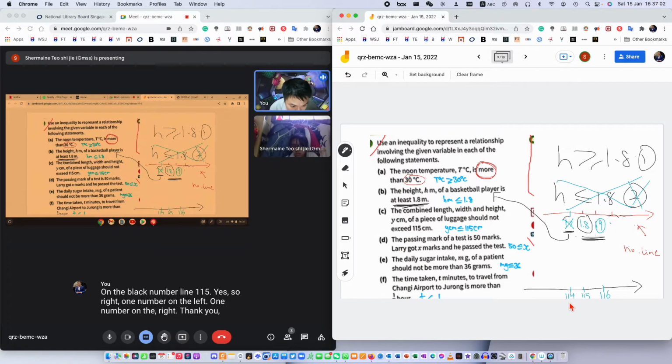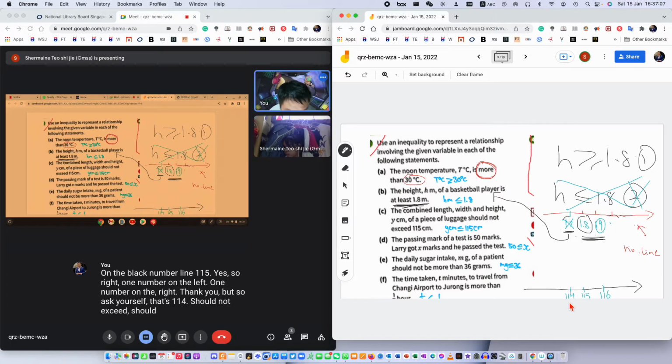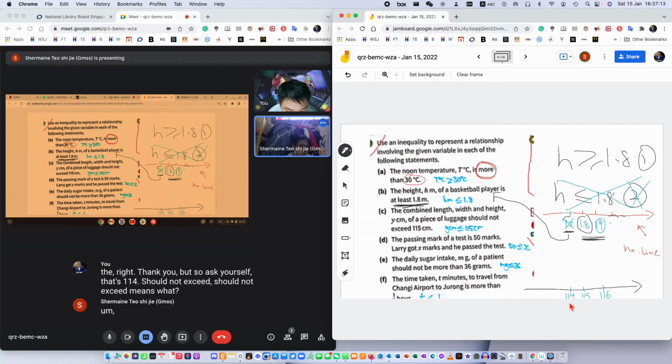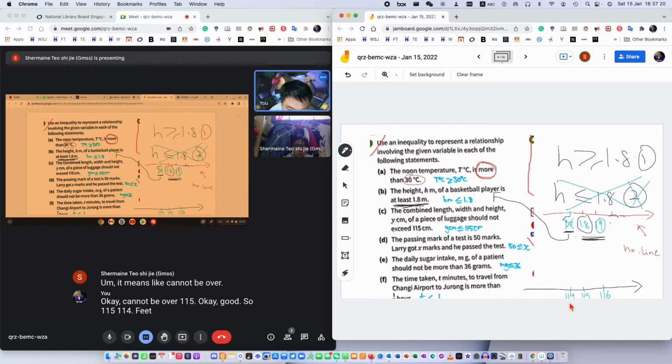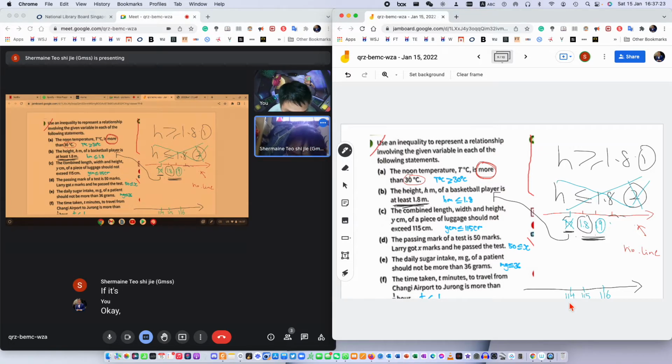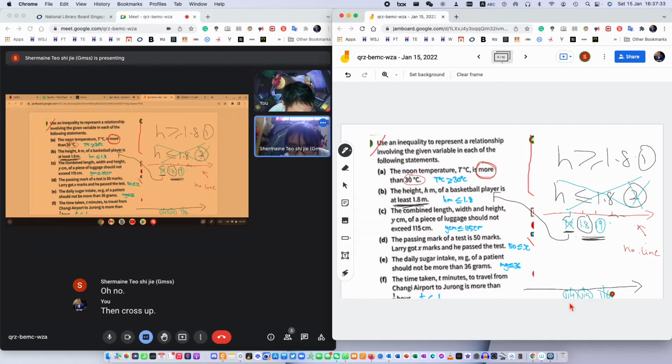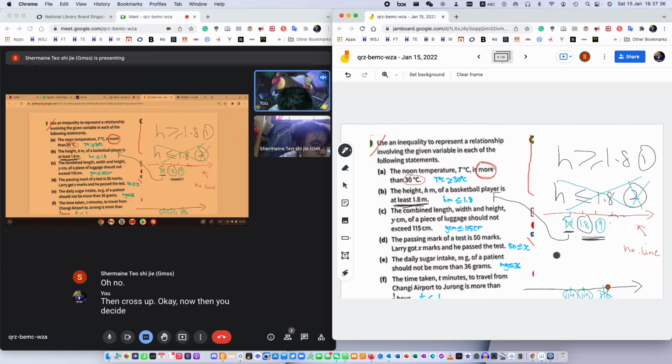Good. So ask yourself, does 114 fit? Should not exceed means what? That means cannot be over 115. Okay, good. So 114 fits or doesn't fit? It fits. Okay, circle it. What about 115? It also fits. Okay. Then what about 116? No. Then cross out.